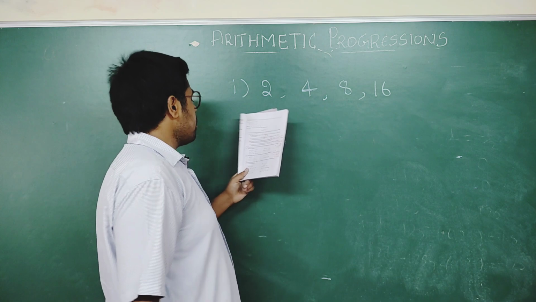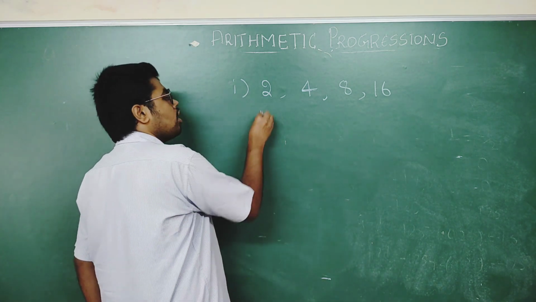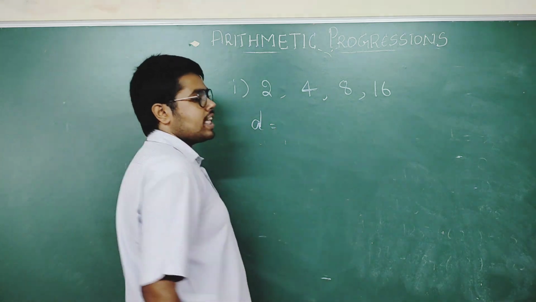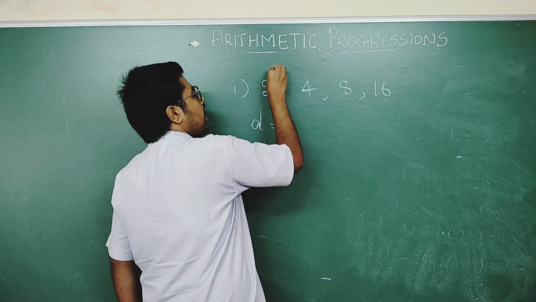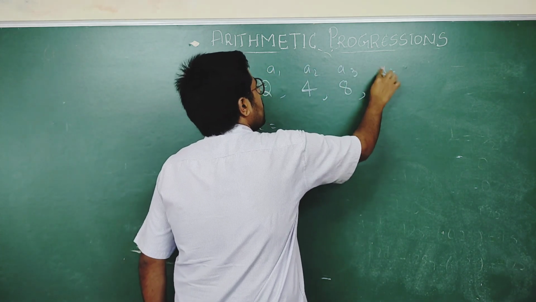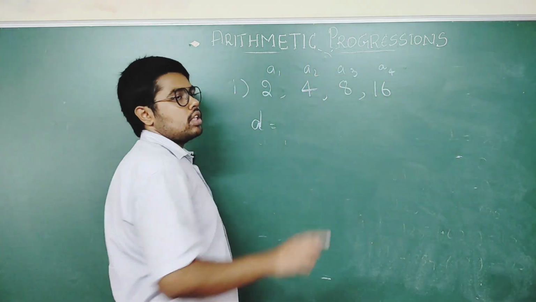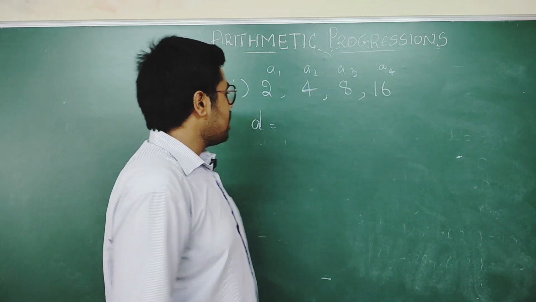Okay, so now 2, 4, 8, 16 is the AP? How shall we find? Let me find the common difference. We should know whether these have a common difference. How to find the common difference? I told you, A1, A2, A3 and A4. In an AP, the common difference must be the same. Otherwise, how can you say it is an AP?